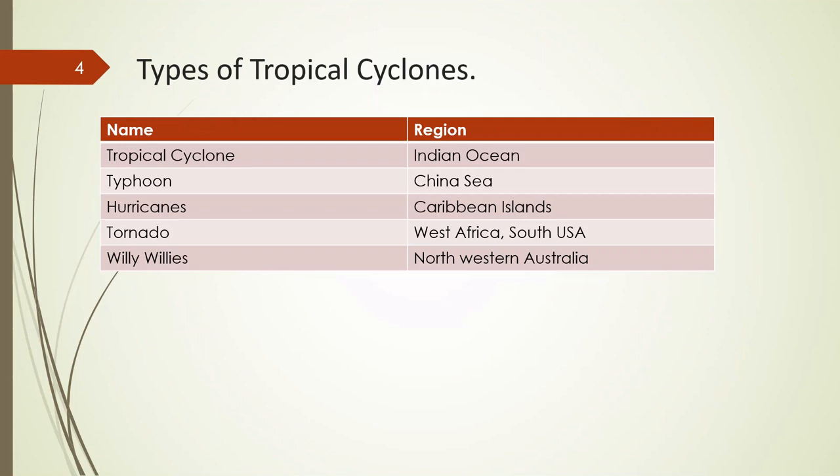Next comes the hurricanes, which happen in the Caribbean islands. There is a slight difference in the case of hurricanes, because hurricanes have a calm and rainless center where the pressure is actually the lowest. That point is called the eye of the cyclone, and around the eye they have strong, oppressive conditions, and it forms dark clouds and stormy weather. These are the basic features of a hurricane.